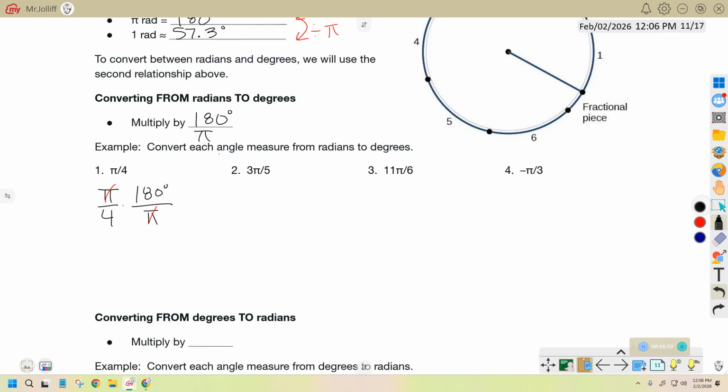We grab a calculator. What is 180 divided by 4? I'm apparently faster than you. I got 45. That makes sense because we know pi over 4 is that halfway mark in quadrant 1, which should line up with 45 degrees. That's something we've seen in the unit circle. Now we're going to do ones that are a little less obvious.